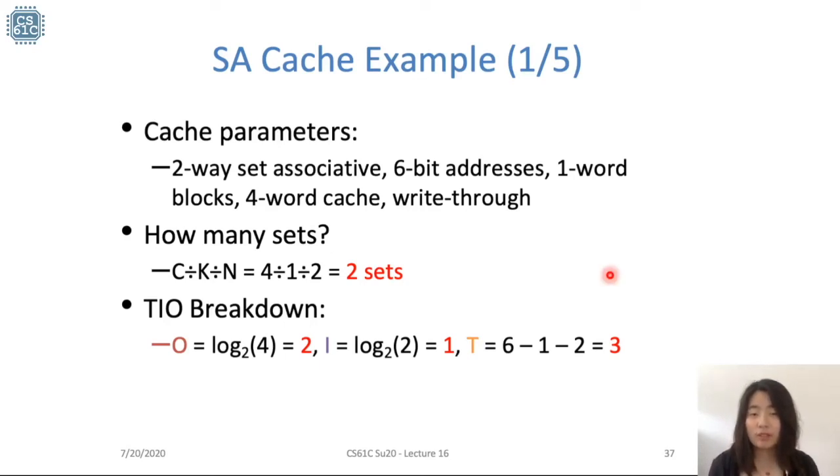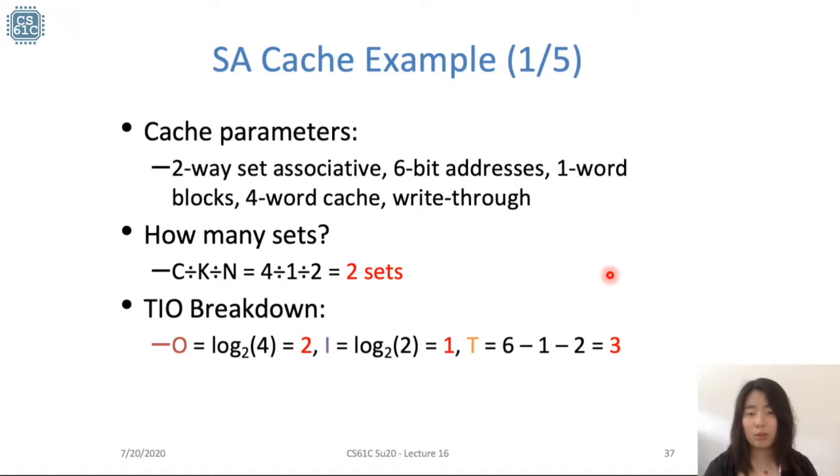Let's go over a set-associative cache example. Here we have a two-way set-associative cache, 6-bit addresses, one-word blocks, and a write-through policy. To calculate the TIO breakdown, it's always very easy to start with the offset because it only depends on the block size. So the block size is 1 word, 4 bytes.